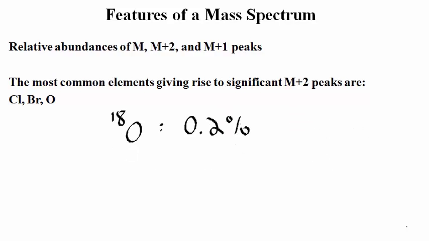Now the contribution of oxygen-18 is only about 0.2% in nature, but it does make a major contribution to the M+2 peak in compounds that contain only carbon, hydrogen, nitrogen, and oxygen. Sulfur is the only other element here that's common to organic compounds that can give a significant M+2 peak as well.